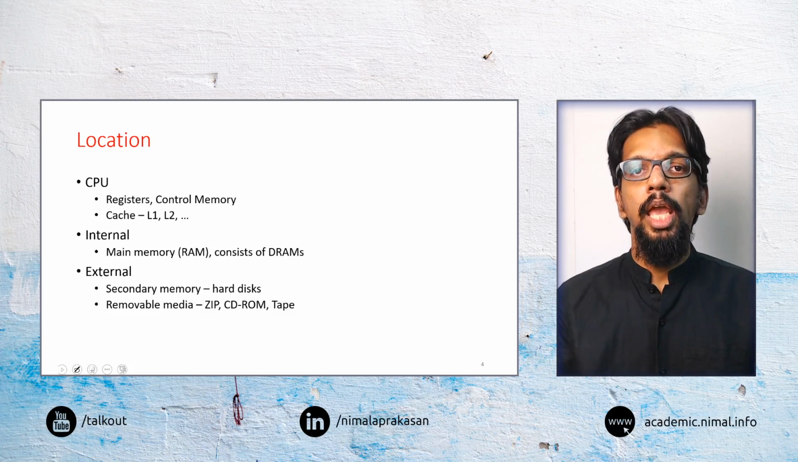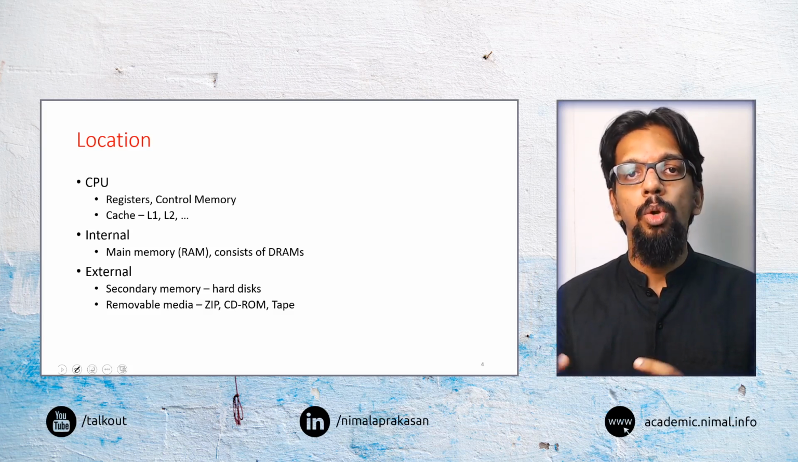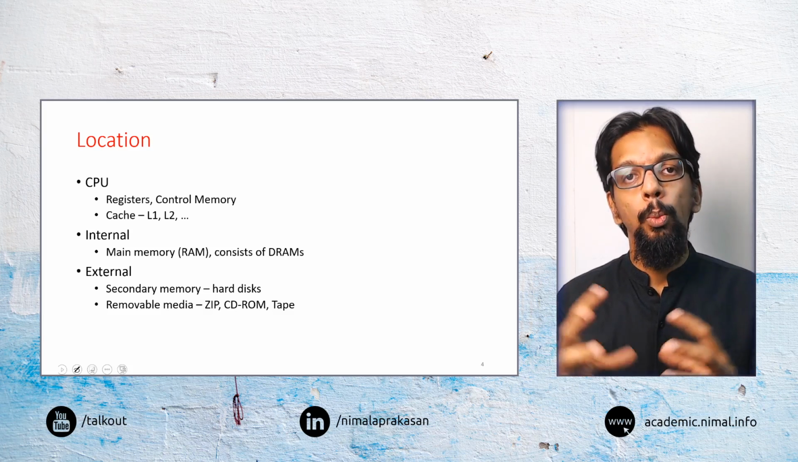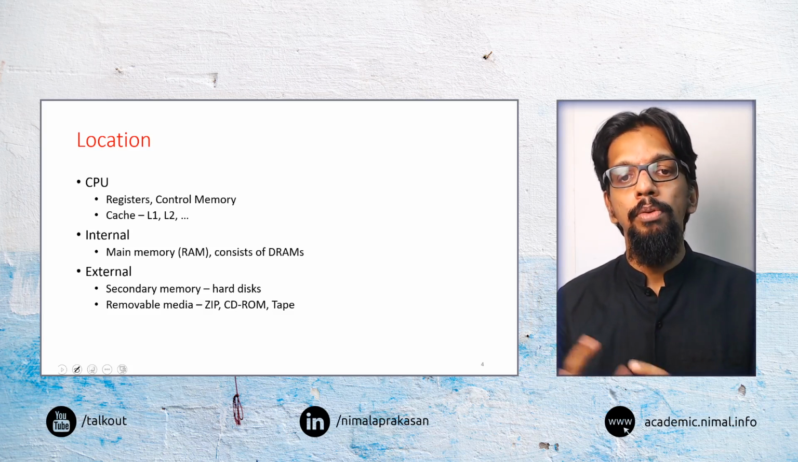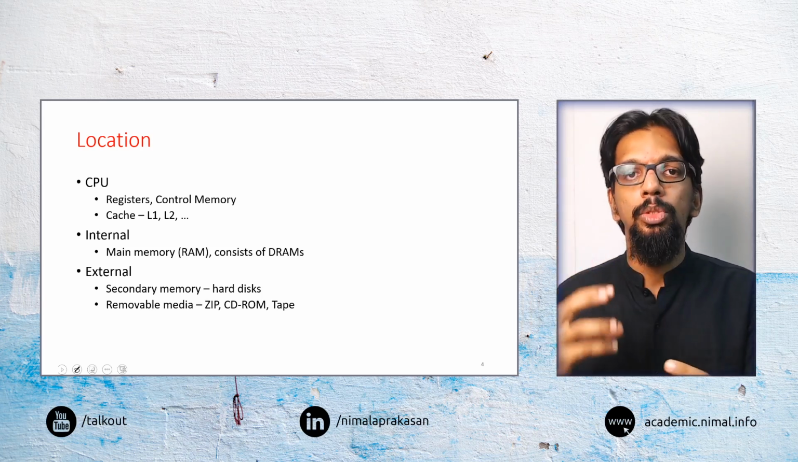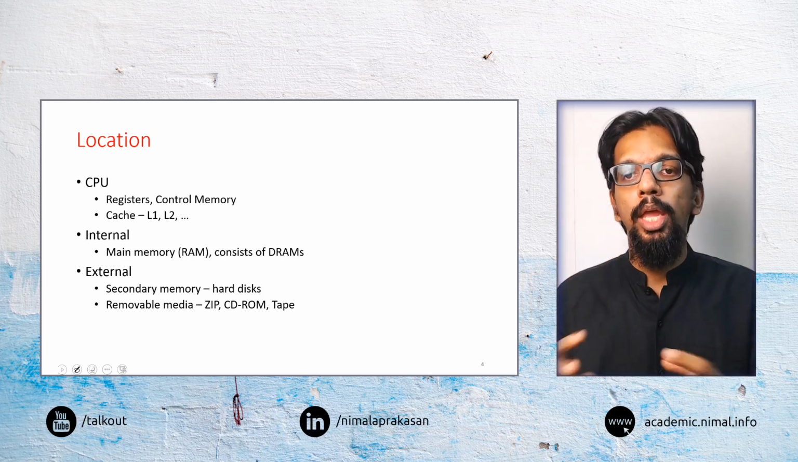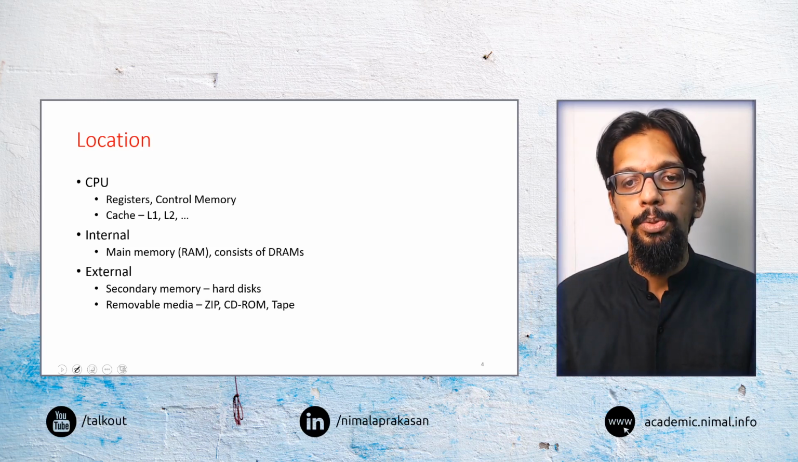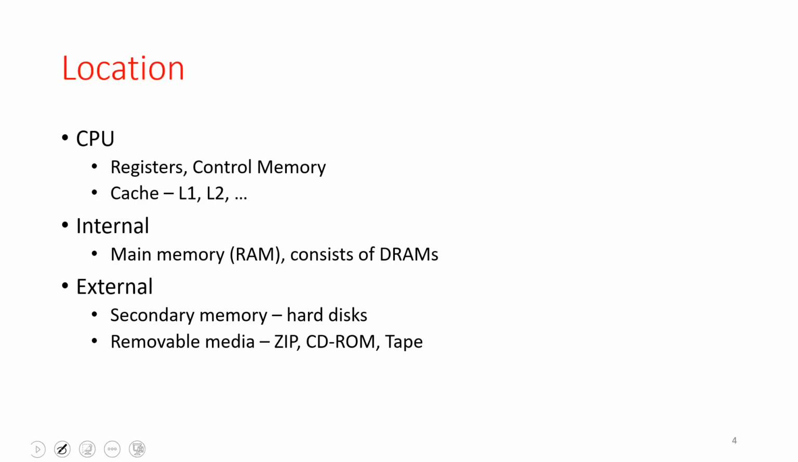The other way that we can categorize memory is based on where these memories are located within a computing system. These various categories of memories, from cache memory to RAM to hard disk and so on, can be located in various places within a computing system. The first category is things that are located with or closer to the CPU. These are the registers and cache memory.